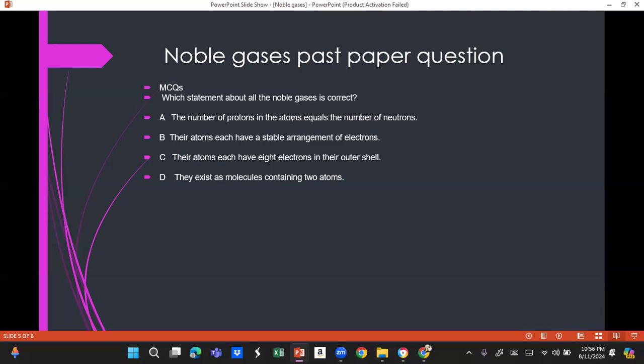So option A is incorrect, option C we have rejected, and option D, they exist as molecules containing 2 atoms. No, they are monoatomic. So the only option which is correct is B. Hope you understand.